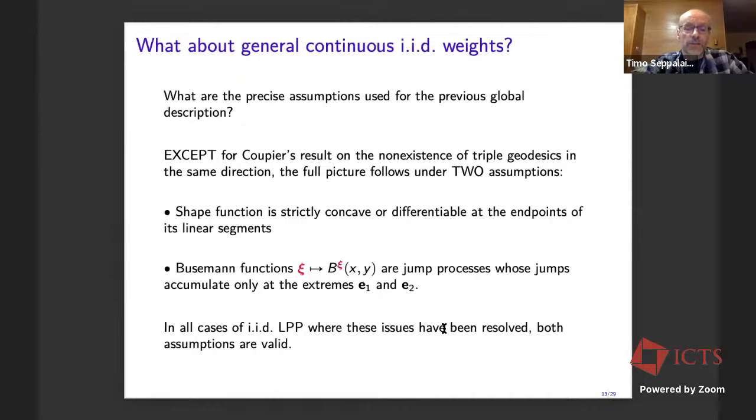Now, for various LPP-related models, the Busemann functions have now been described. If you want to know more, ask Evan, for example, about the Brownian LPP. And wherever we understand the process, these two properties hold. So maybe there's some chance that these are generally true. All right. Now I'll jump back into the exponential case.